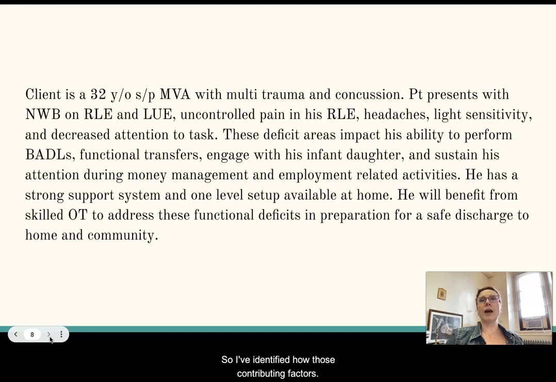So I've identified how those contributing factors impact his performance. He has a strong support system and one level setup available at home. So that is his potential. He will benefit from skilled OT to address these functional deficits in preparation for a safe discharge to home and community. So I've identified the contributing factors, their impact, and his potential.